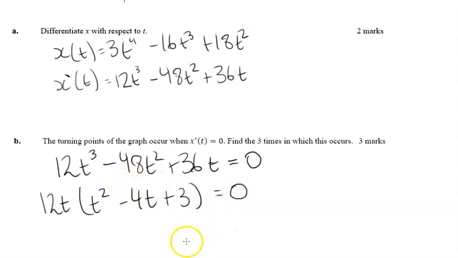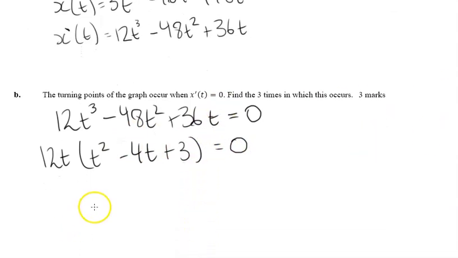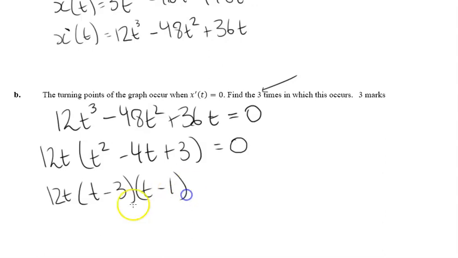Now I can go ahead and divide each side by 12t to get rid of it, but I'm not going to do that. I'm actually going to keep it there because it's asking for the 3 times in which this occurs. So I'm just going to leave this there. This here can be simplified. We're looking for 2 numbers that when multiplied give me positive 3 and when added give me negative 4. This occurs when the numbers are negative 3 and negative 1. Negative 3 times negative 1 is positive 3, and negative 3 plus negative 1 is negative 4. This here is equal to 0.